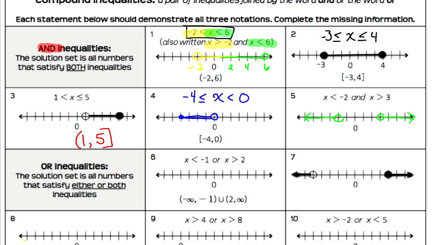And what we should notice here is that these two don't come together. There's no numbers in between -2 and +3 that would satisfy those inequalities. In other words, there's no numbers that are less than -2 and bigger than 3. That's impossible. So when that happens, we just say there's no solution. It's not possible to find a number that fits in those two inequalities at the same time.